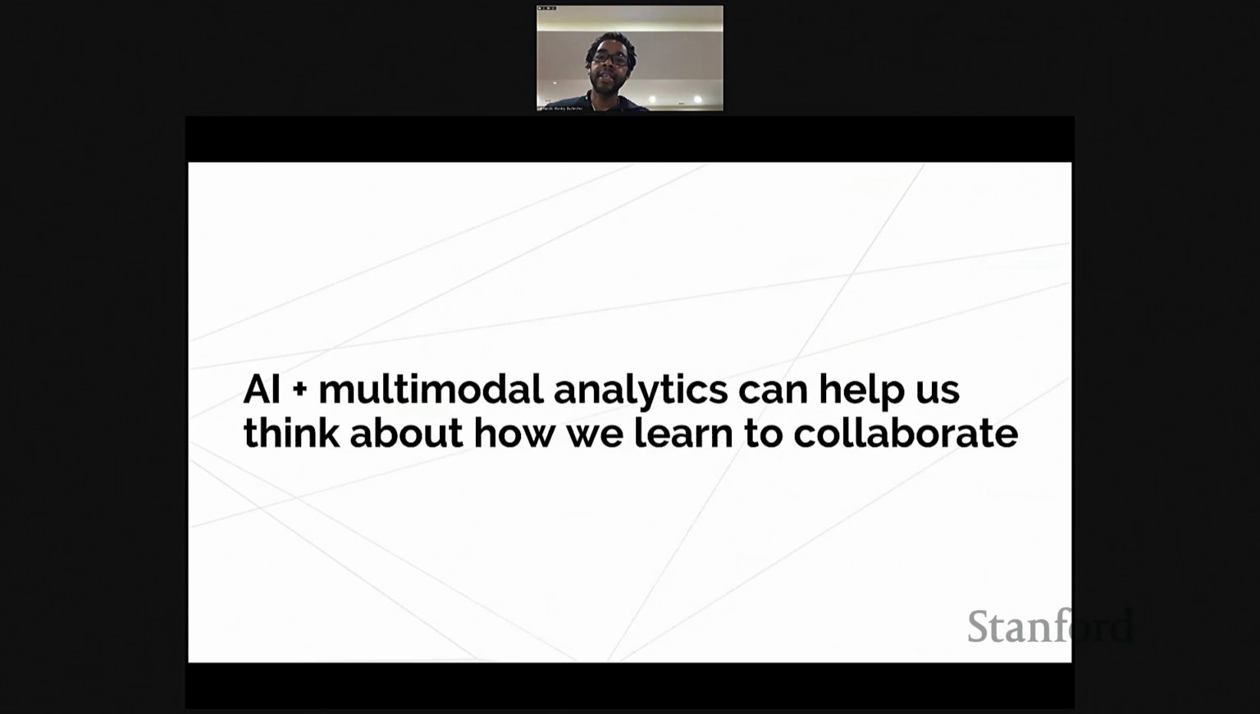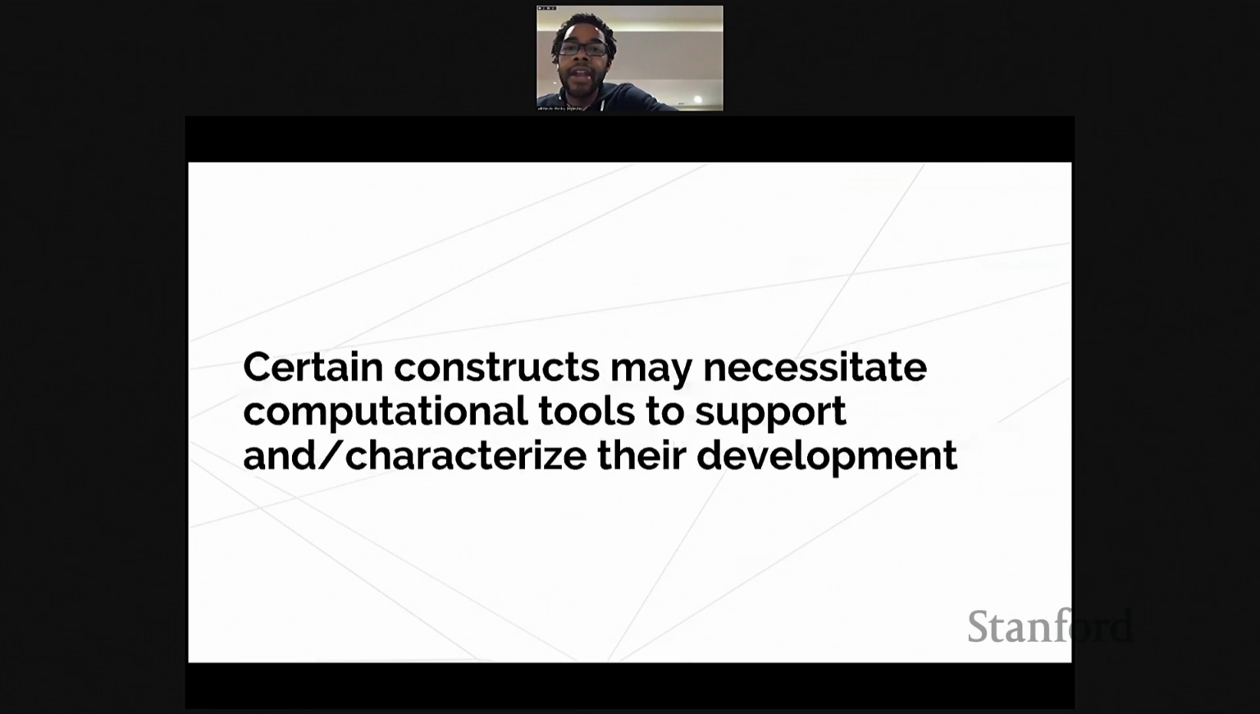But big picture, I see this idea of AI and multimodal analytics as really helping us think about how we learn to collaborate. I want to suggest that for certain constructs and even certain practices like collaboration, we might want to have more of these computational tools that use multimodal data, as I think those can help support and characterize how collaboration is being developed.